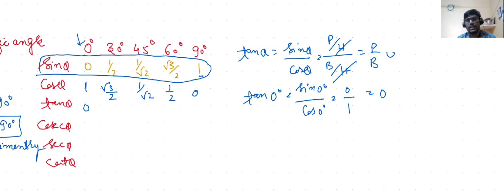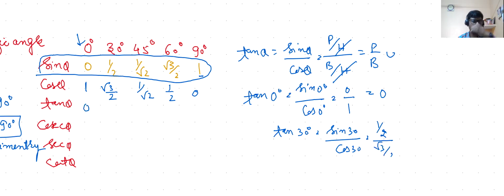Same case for tan 30 degree, which is equal to sine 30 divided by cos 30. Sine 30 is 1 upon 2 and cos 30 is root 3 upon 2. The 2 is at the same place in the numerator and denominator, so it cancels and overall it is written as 1 upon root 3. So the second value you can write is 1 upon root 3.